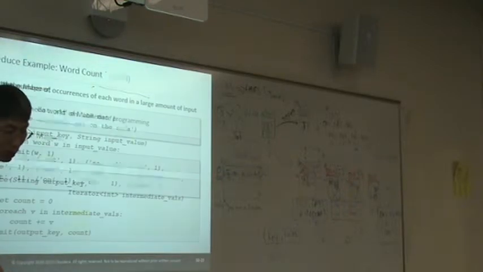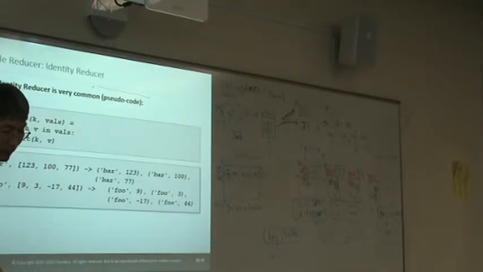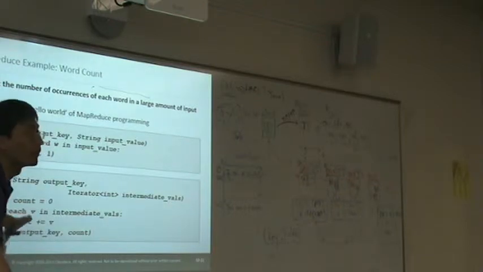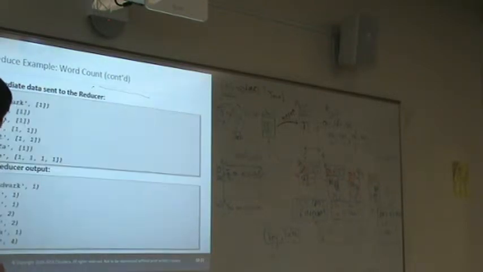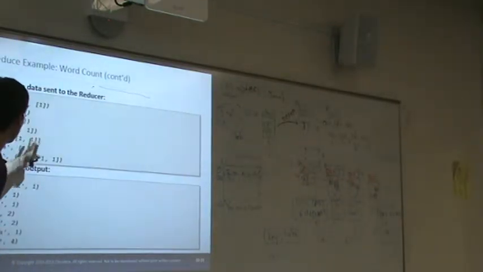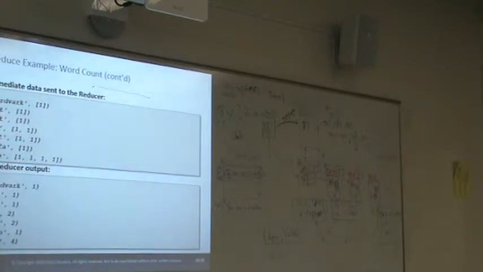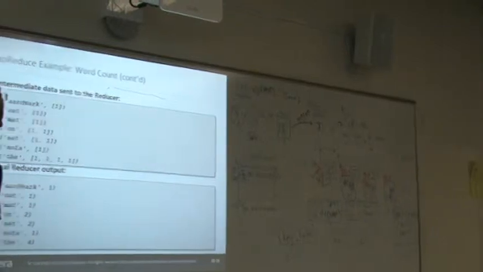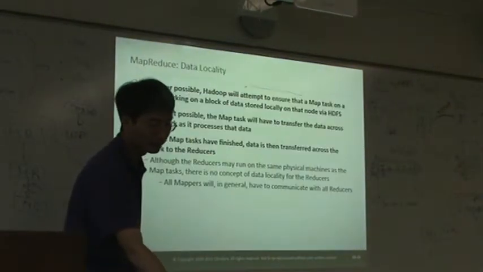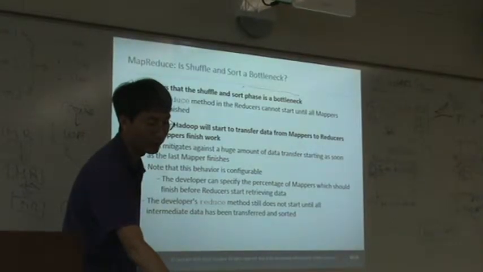What is the logic of the reducer? The reducer is the sum of the values. So that's the reason it's the sum of the values. So finally, 4. Okay? This is the basic idea of the map reducer.